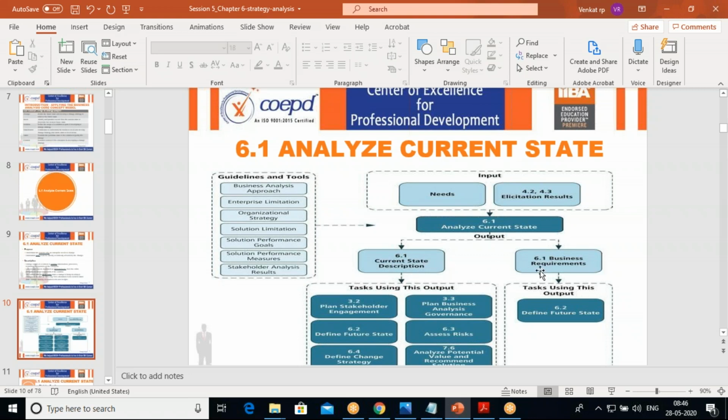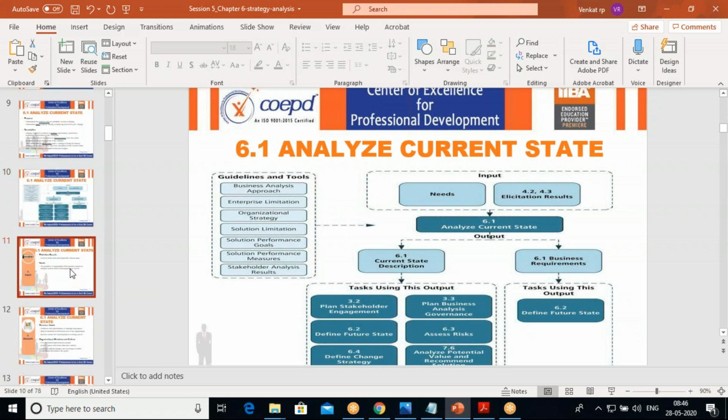We get two outputs, and we do it through these guidelines like a business analysis approach, enterprise limitation, organizational strategy, solution limitation, and solution performance goals, solution performance measure, and stakeholder analysis results. These are the guidelines which are used for us to conduct the current state.